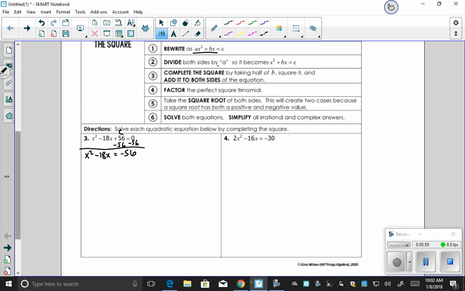Divide both sides by a. Well, in this case, a is 1. So if I divide anything by 1, it's not going to change anything. So that step's done. So I did step 1 and I did step 2.